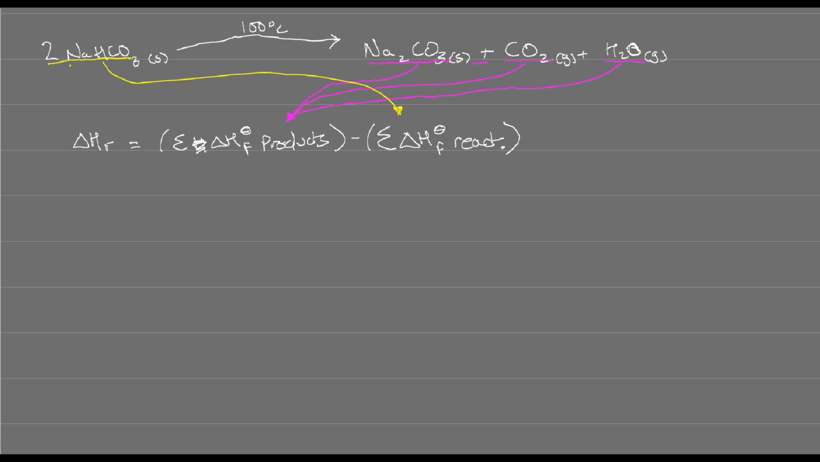So we can look up the delta H formation standard values for the reactants and the products and then calculate delta H R. I'm going to add that I'm using 2 moles of reactant, sodium hydrogen carbonate. So any value obtained will be 2 times the standard enthalpy of this reaction process.